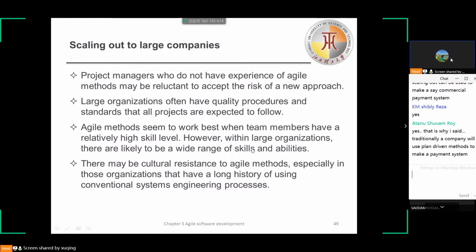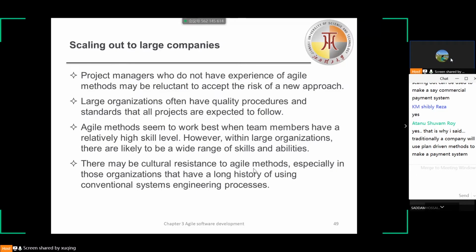Another reason is that there may be cultural resistance to agile methods, especially in those organizations that have a long history of using conventional systems engineering processes. I think that this is normal because not just for companies, even for personal daily life, we have some cultural resistance. We don't want to change our habits that last a long time. So for organizations who have a long history of using other processes, it may be difficult for them to accept the idea of agile methods.